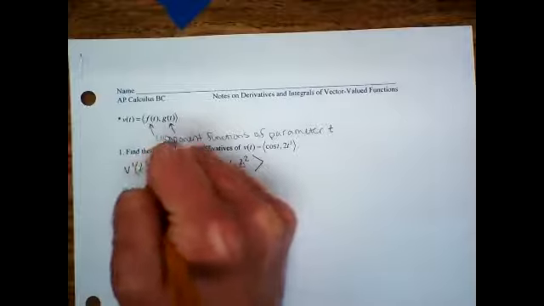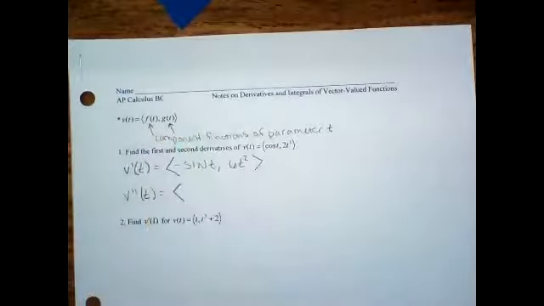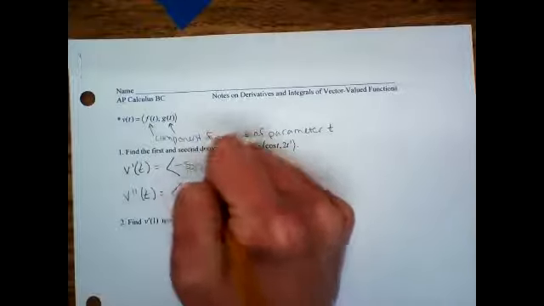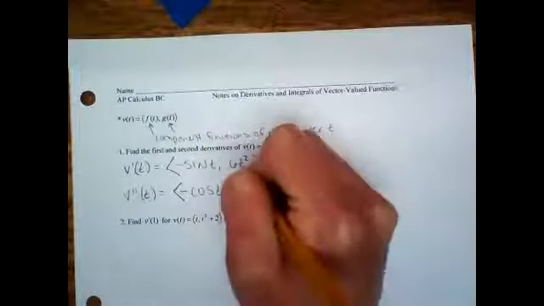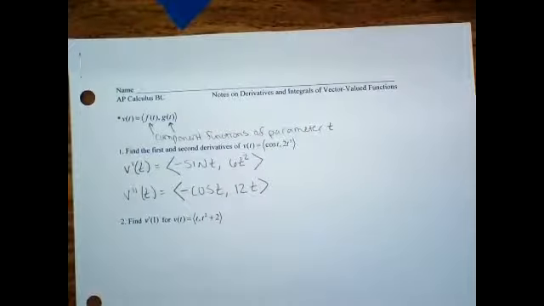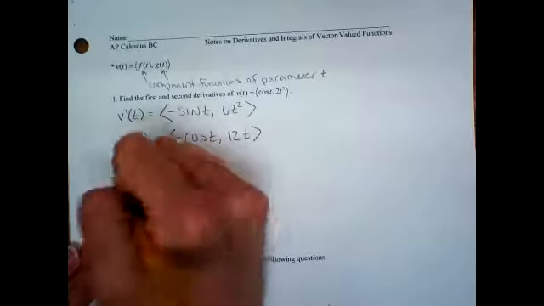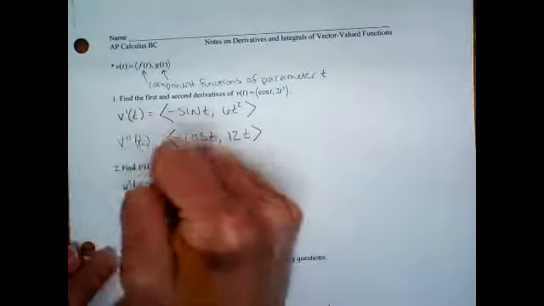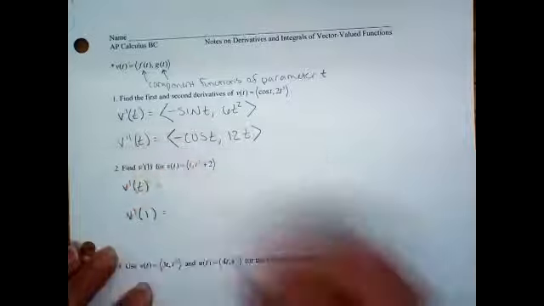All right, so now we're going to do the derivative of that. Derivative of sine would be cosine. There just happens to be a negative there. So negative cosine of t, and then 12t. This says find the derivative at 1. So we're going to find the derivative, and then we'll plug in 1.